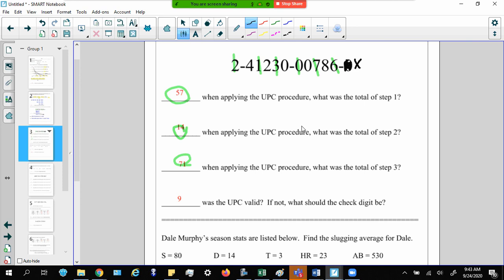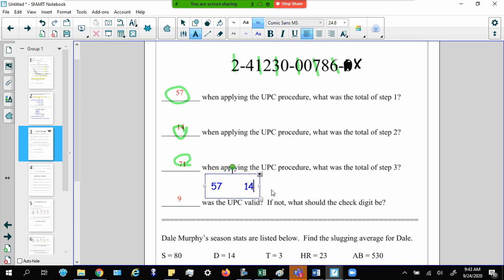So to do it all over again, step one would be 57, step two would be 14, and then step three would be 71. Now, this is where some folks are going to screw up. Like, wait a minute, we're getting the same numbers.